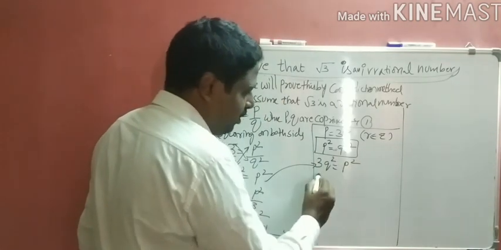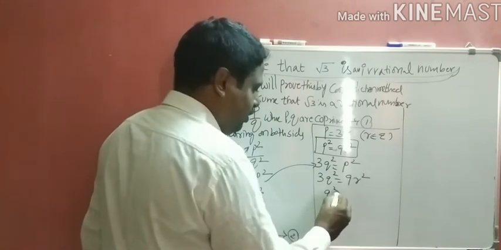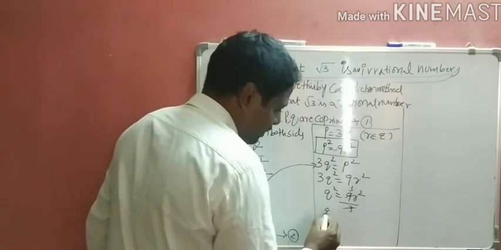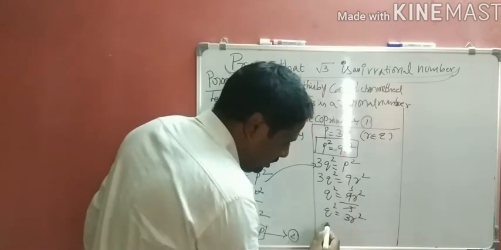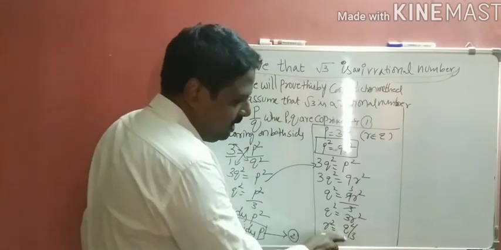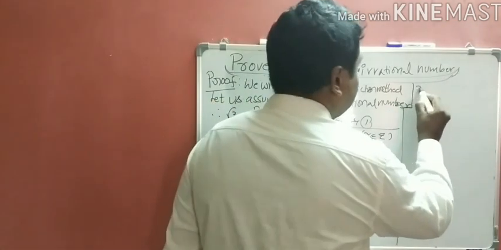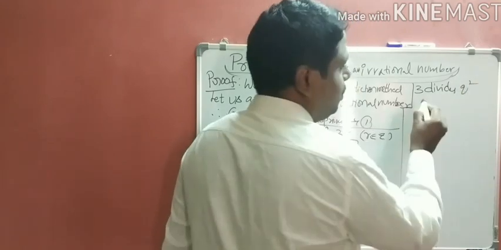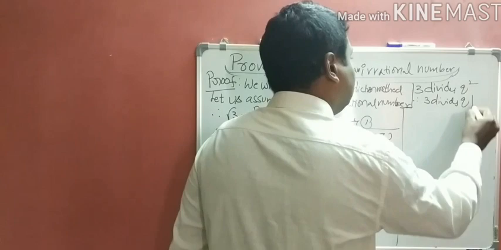In the place of p square, write this: 3q square is equal to 9r square. Q square is equal to 9r square by 3. 3 ones are 3, 3 threes are 9. Q square is equal to 3r square. So let this 3 here and write r square is equal to q square by 3. What is its meaning? Q square by 3 means 3 divides q square. 3 divides q square means 3 divides q.